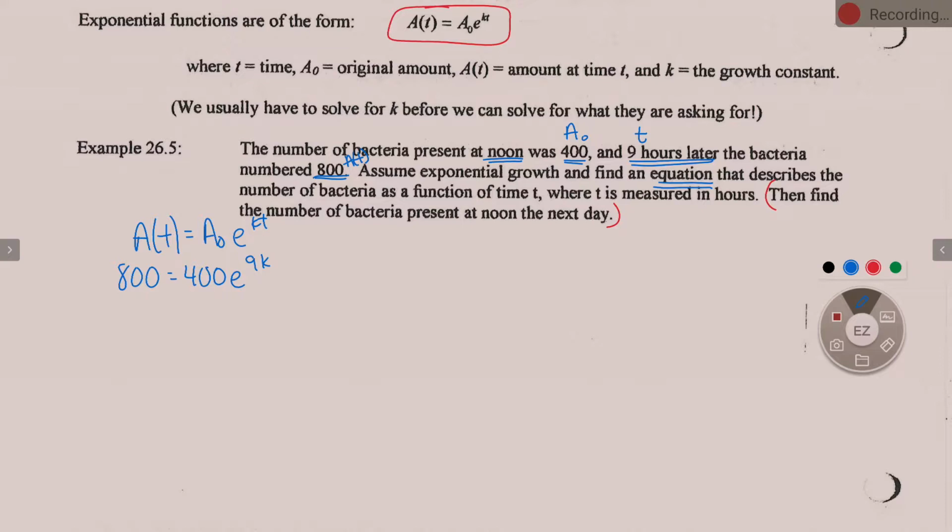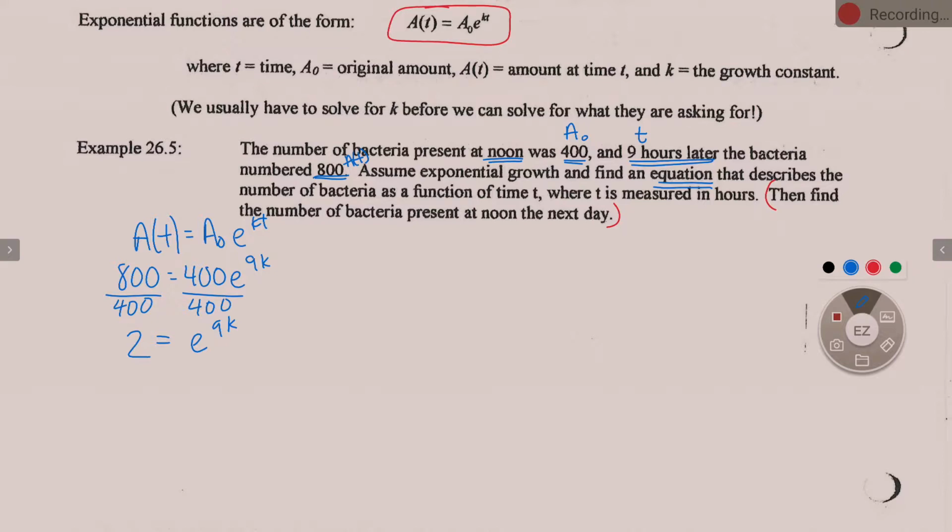After we divide by 400, we will take the natural log of both sides to pull that exponent down, but we don't want to do it until we just have e to some power. So we're going to divide by 400, get rid of that coefficient. Then I'm going to have 2 equals e to the 9K. And once we have that, because it's e to some power, we're going to take the natural log of both sides.